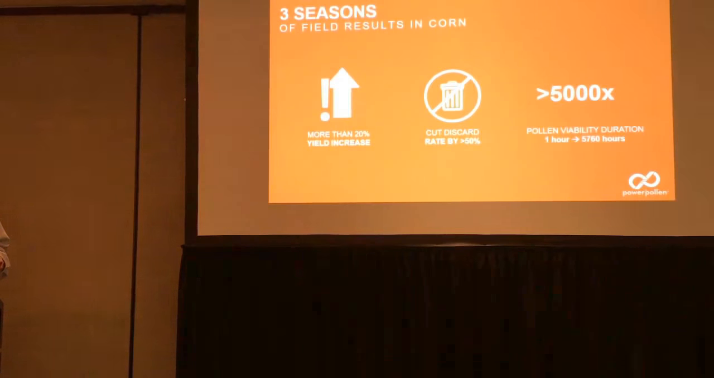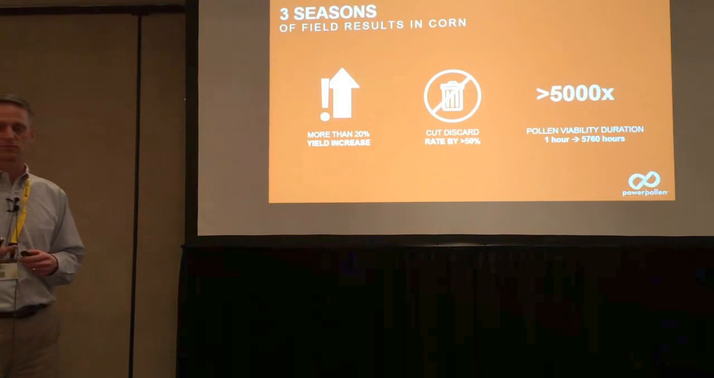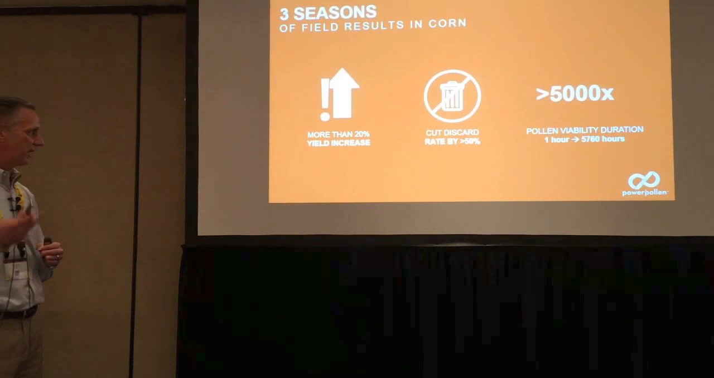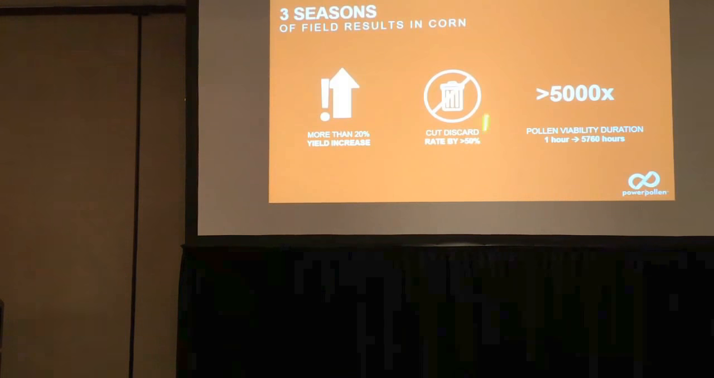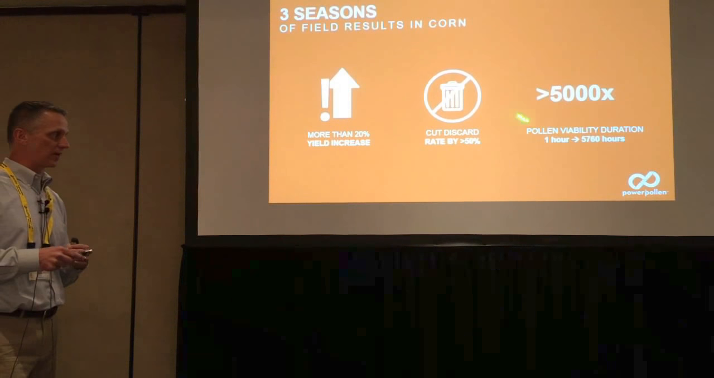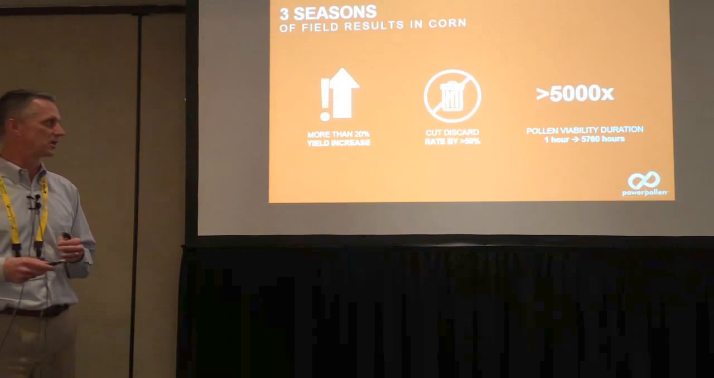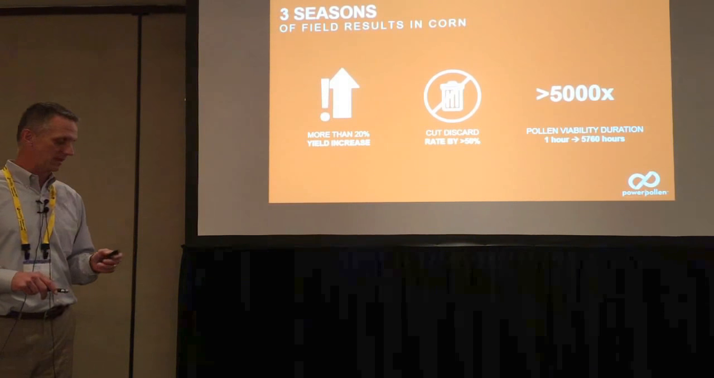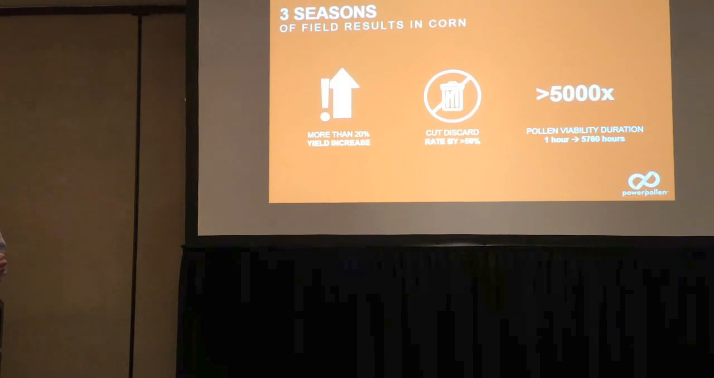And so let's get to some data. We've had 3 seasons of results to show that indeed we are increasing seed yields by more than 20%. And I'll show you data from last summer that averages much more than that. We've cut the discard rate by more than 50% because of less contamination. And we've increased the pollen viability by more than 5,000 times. In other words, we're out to 8 months where it's usually 1 hour. We've gotten out to about 8 months, so about 5,000-fold the lifespan.